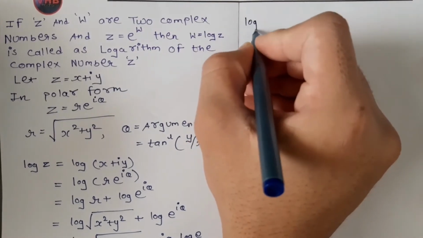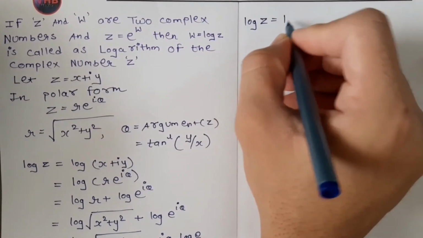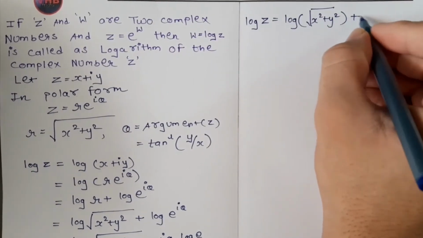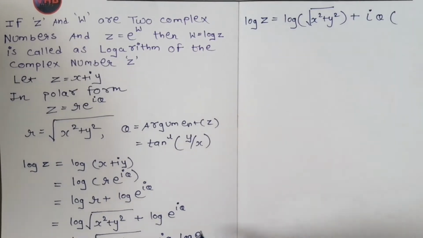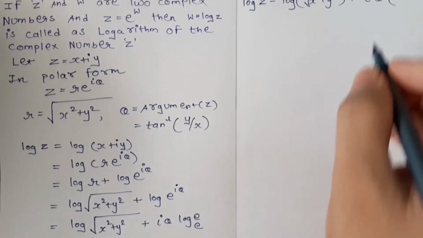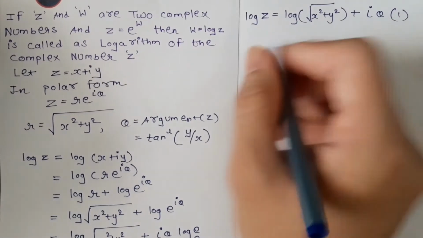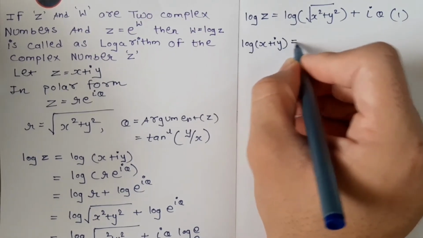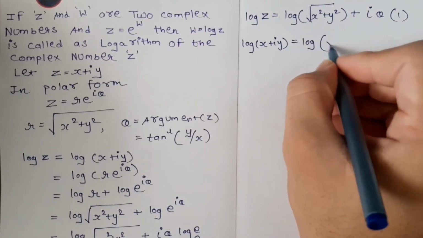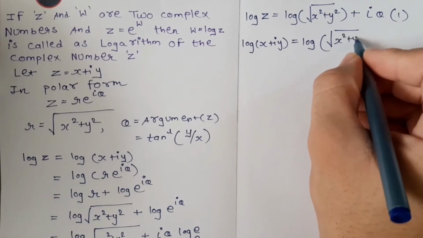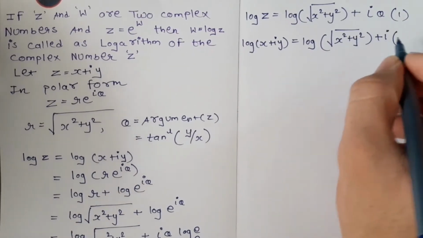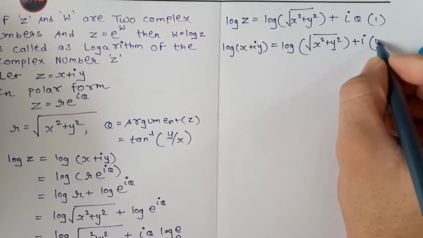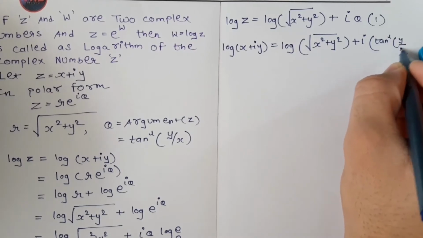So now log z equals log of under root of x square plus y square plus i into theta. Now what is log of e to the base e? It will be 1. So now log of z, that is log of x plus iy, because z is equal to x plus iy, is equal to log of under root of x square plus y square plus i into theta. Theta is the argument of z, which equals tan inverse of y by x.